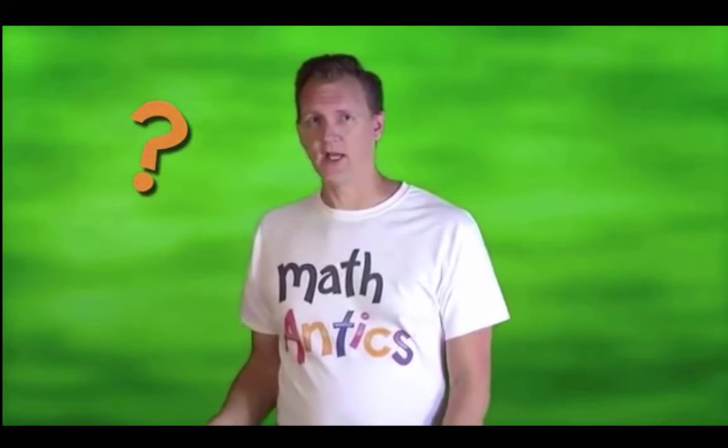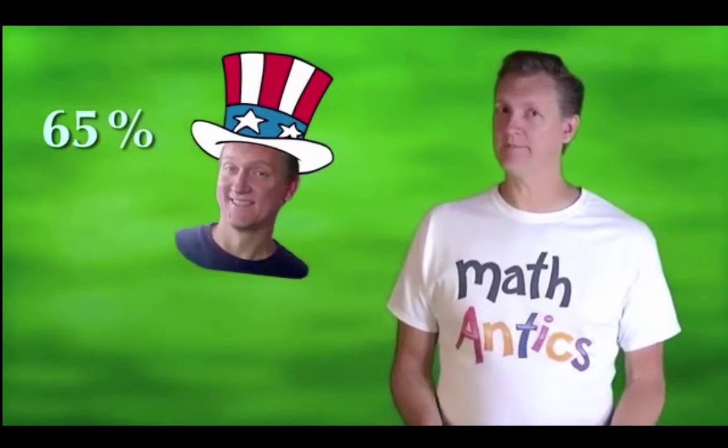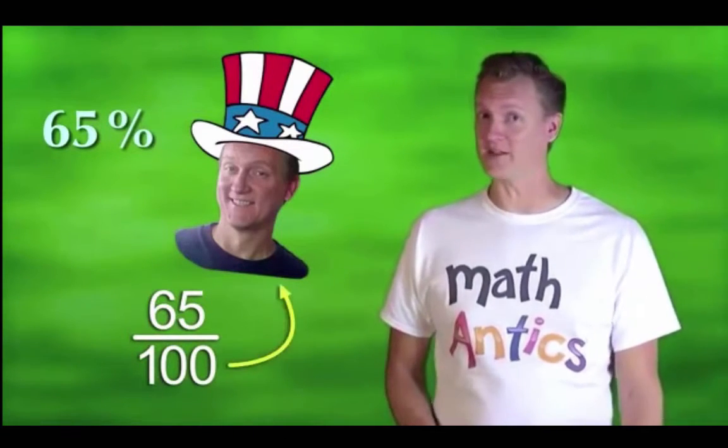If a percent always has 100 as the bottom number, then how can we use percents in situations that don't involve 100 things? Like if you scored 90% on a test, but the test only had 50 questions on it. 90% means 90 out of 100, but how can you get 90 questions right if there's only 50 on the test? Like if you hear on the news that 65% of Americans like watching football. 65% is 65 out of 100, but I'm pretty sure there's more than 100 Americans.